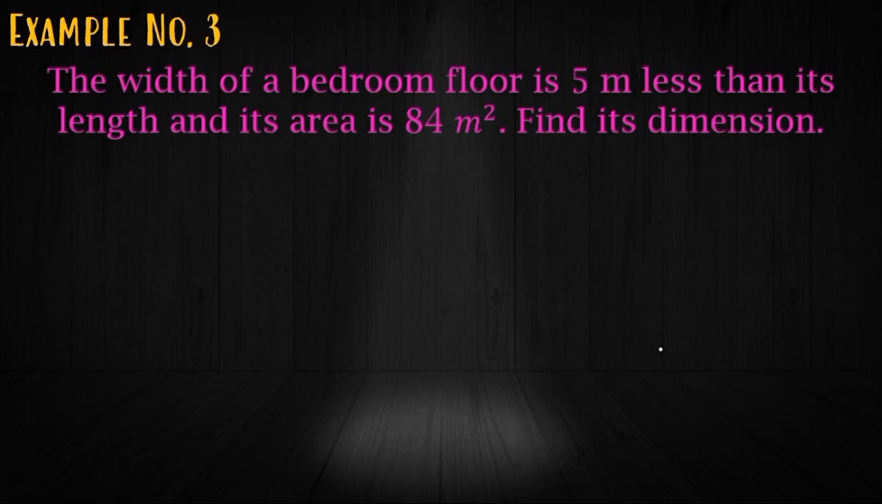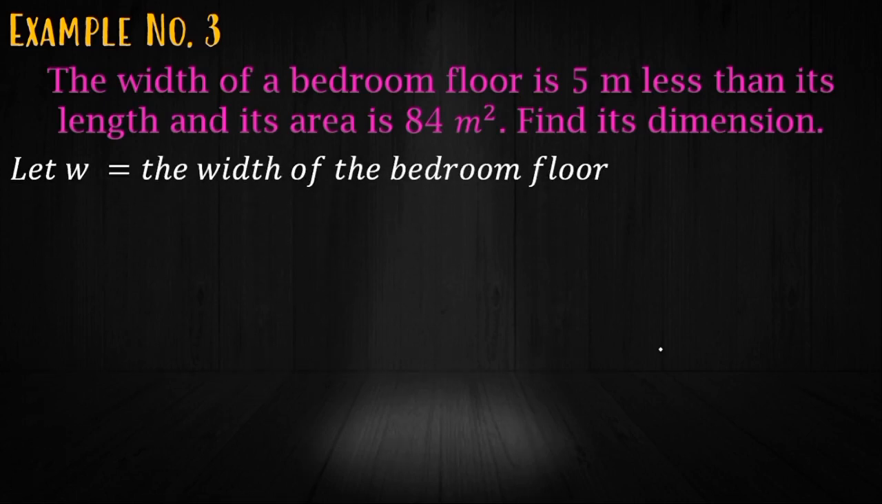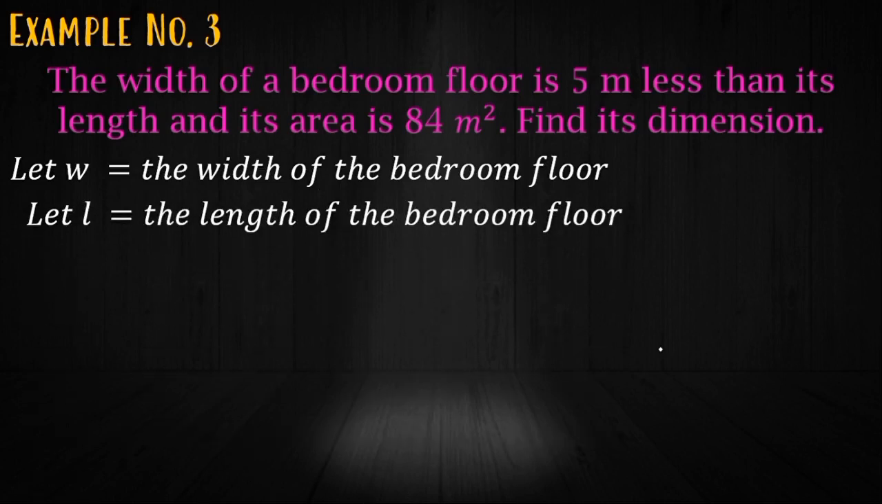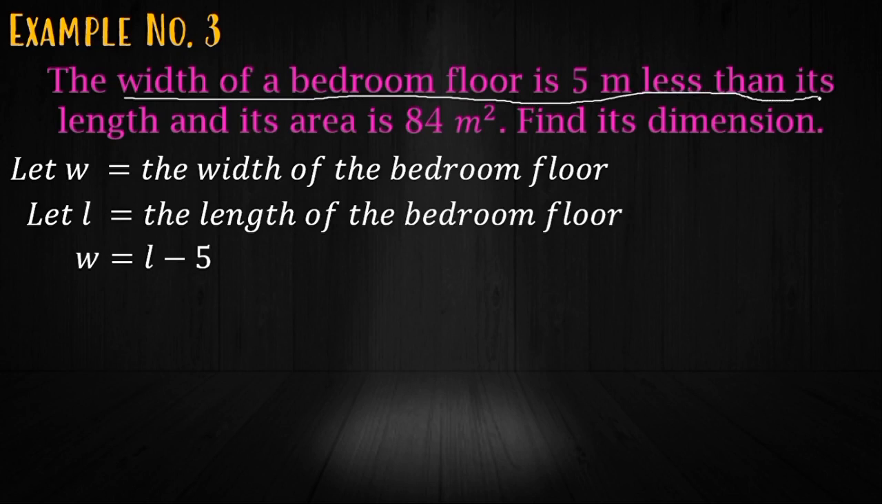So let us proceed solving the problem. Let W be the width of the bedroom floor. Let L be the length of the bedroom floor. Now, according to the statement above, the width of the bedroom floor is 5 meters less than its length. So therefore, the width is represented now by W. 5 meters less than its length. Length is L. So it can be translated as L minus 5.